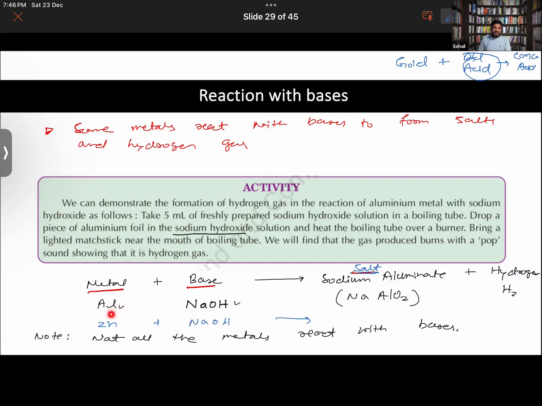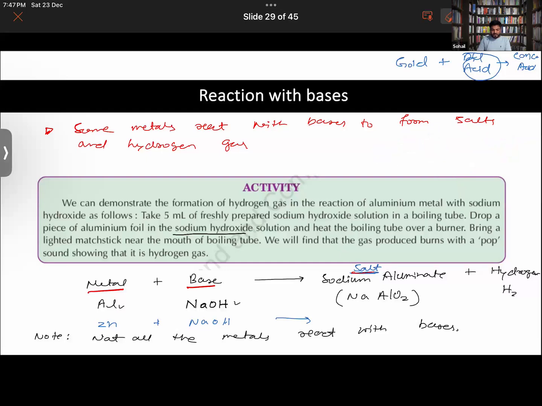Suppose some metals are non-reactive with a base, but if I were to make some changes in the reaction, what if I were to heat the mixture of a base and a metal? For example, I have taken a chemically less reactive metal, and now I provide some energy to the reaction taking place between the two. What if I were to heat? Earlier, under normal conditions, reactions do not take place, but now the reaction will take place. So exceptions will be there.